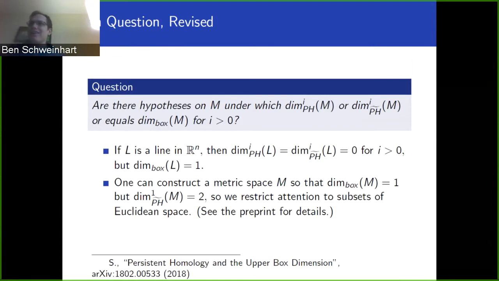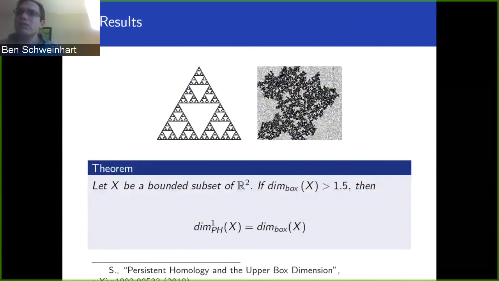Okay. So this is the main question. Are there hypotheses on a metric space under which the I-dimensional persistent homology dimension or the Rips version equals the box dimension? So our main result is, if X is a bounded subset of the plane whose box dimension exceeds 1.5, then the one-dimensional persistent homology dimension equals the box dimension. This may seem like fairly restrictive hypotheses, and I'm hoping to get stronger results in the future. But this is quite a general result. There are many interesting subsets of the plane whose box dimension exceeds 1.5.